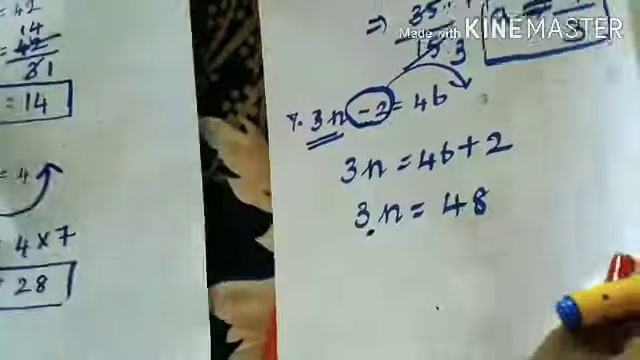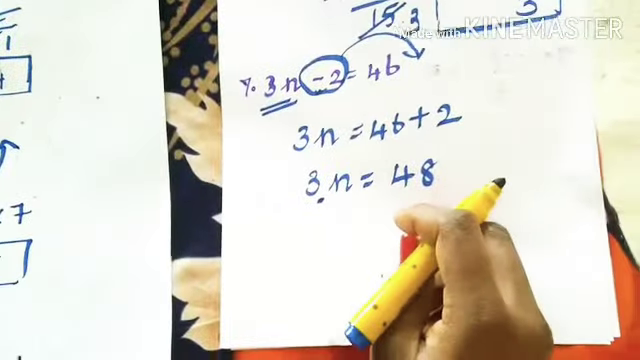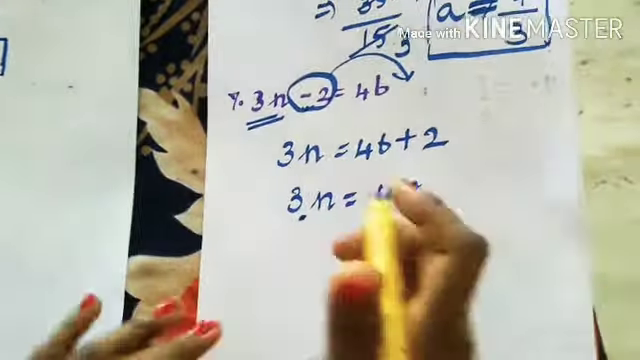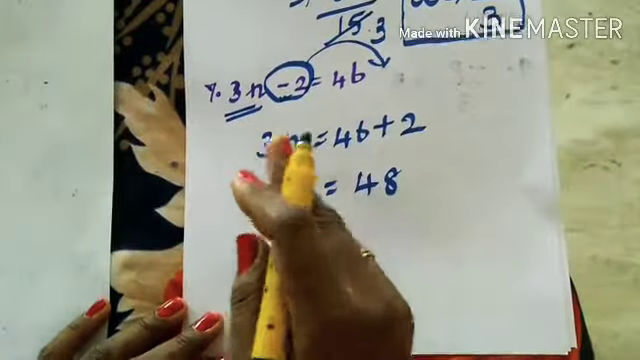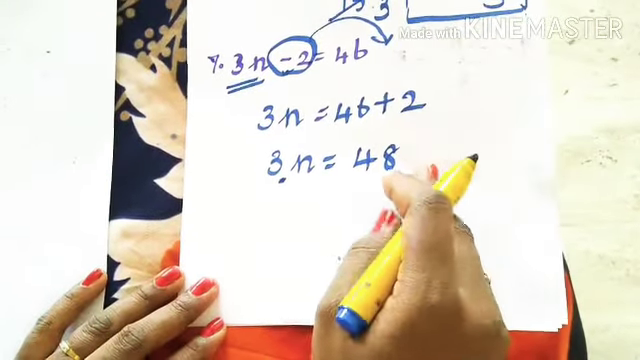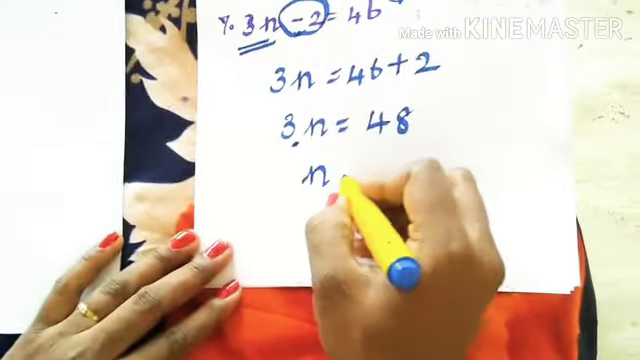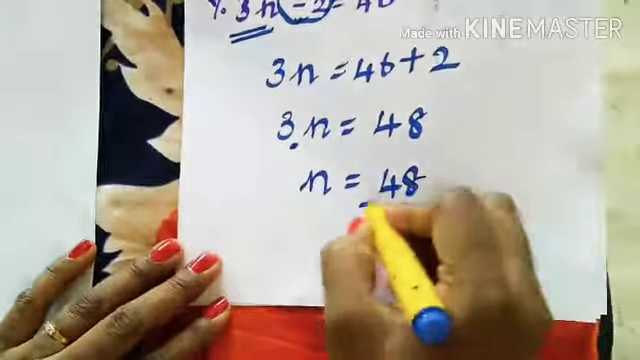See, you have reached this step like this. So 3n is equal to 48. So multiplication on this side, when it goes to the other side of the equation, it becomes division. So n is equal to 48 divided by 3.